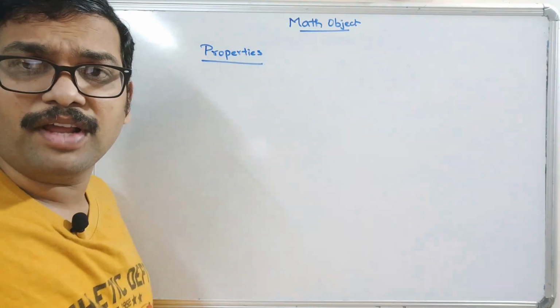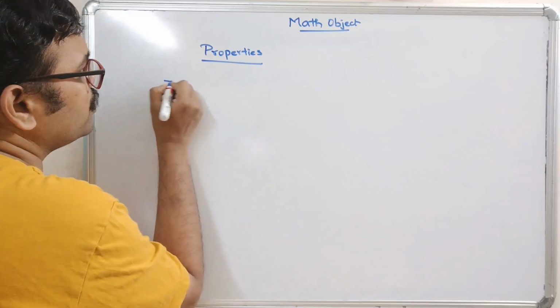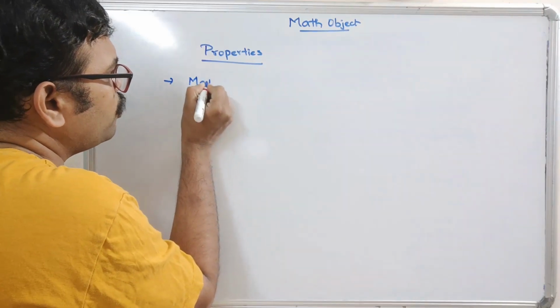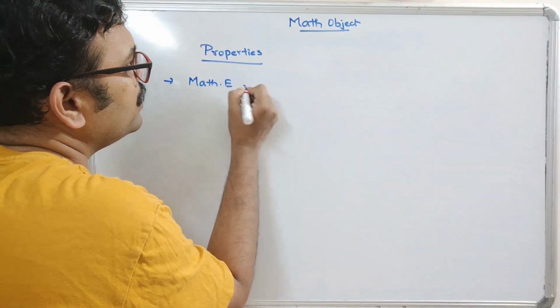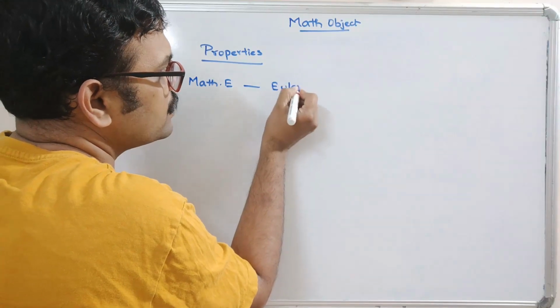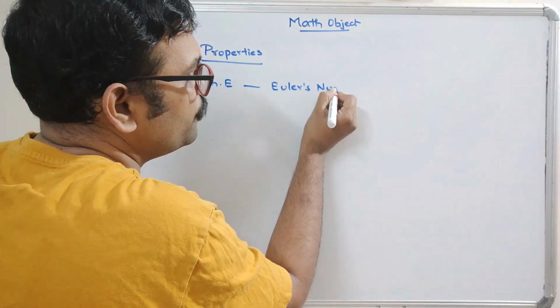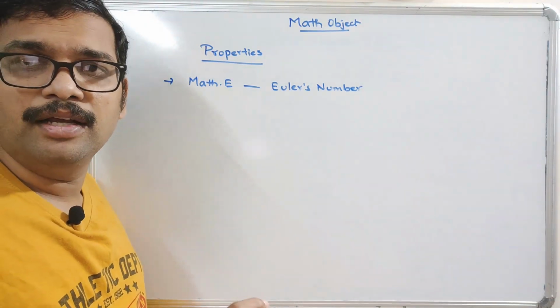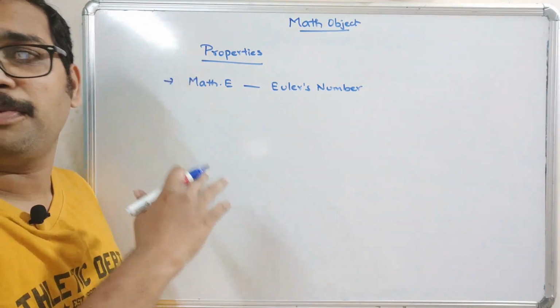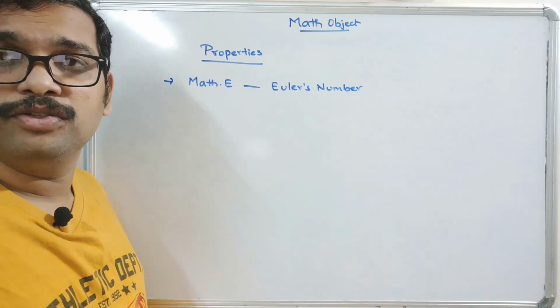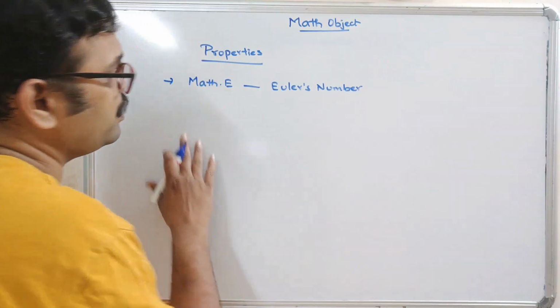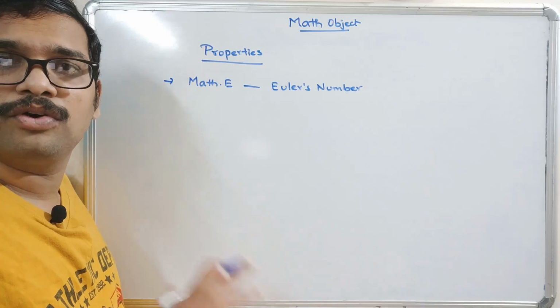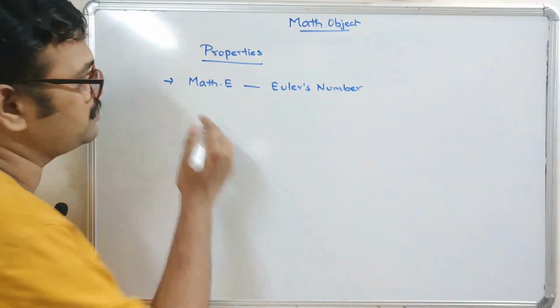Properties or constants, we can call them constants also, right? The first one is Math.E. E is nothing but Euler's number, so it will return Euler's number. I will demonstrate each and every method and property by executing them using some code, right? So don't worry about that. Now we'll see the syntax and then we'll move on to the system and I will execute all those things.